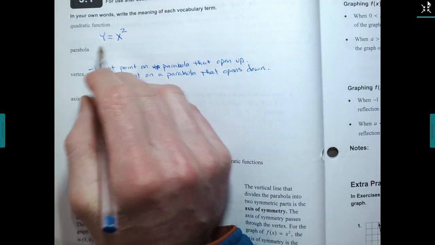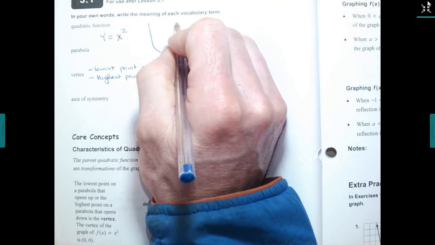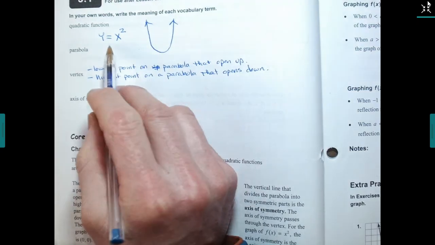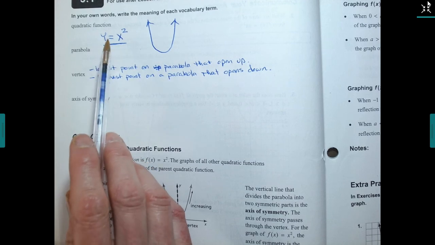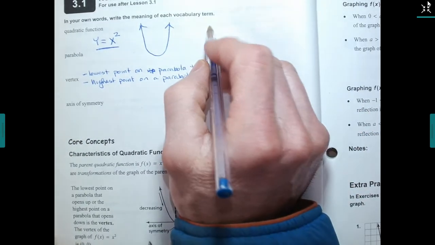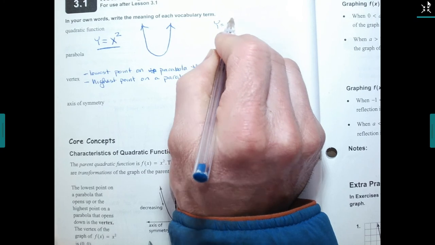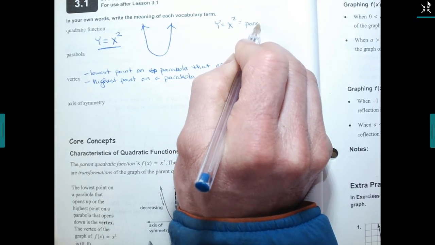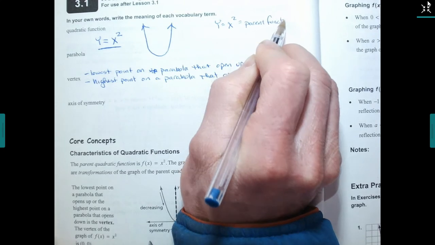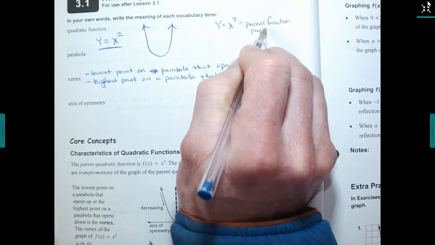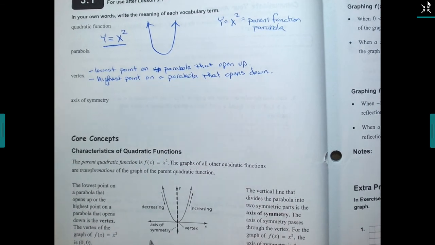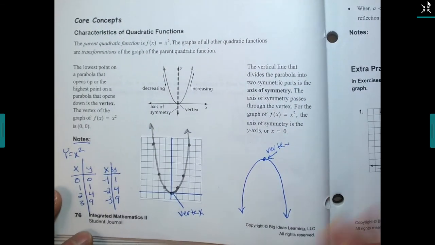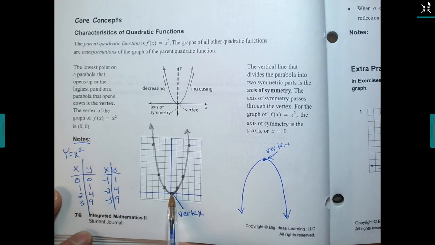All right. Parabola, what is a parabola? Well, it's this U thing. That's a parabola. Y equals x squared is a parabola. Now that's not the only parabola. That is just our parent function. Y equals x squared equals parent function parabola. So when they ask you to compare one parabola to its parent function, you're going to compare a parabola to this. This is your parent function.